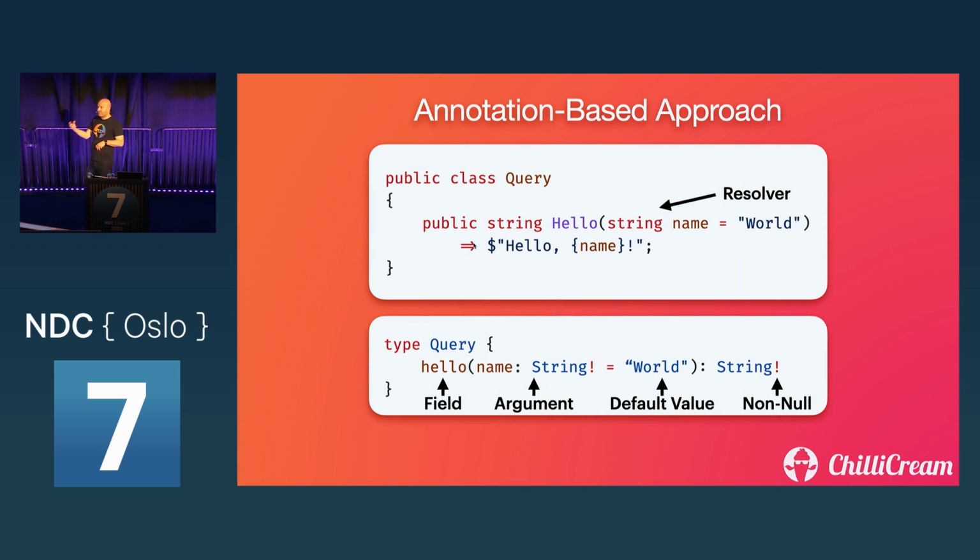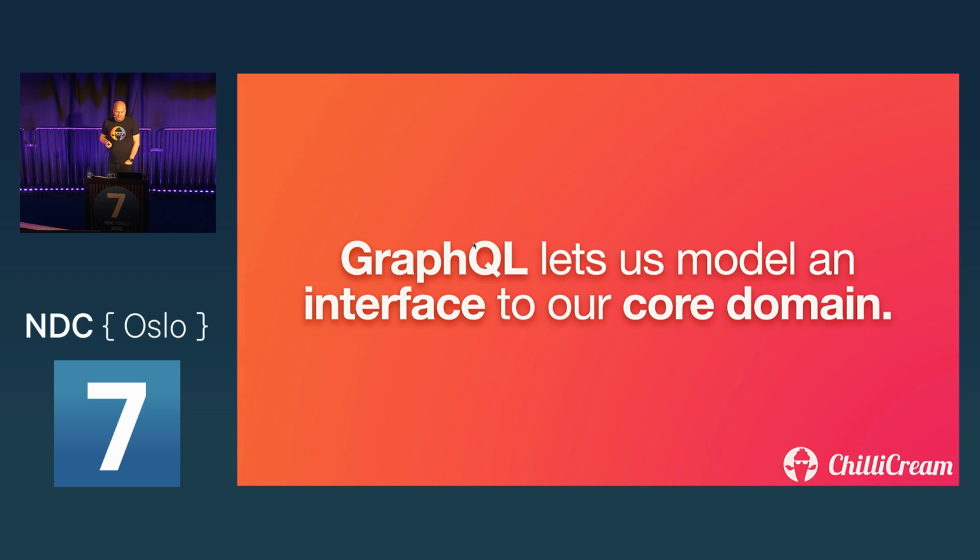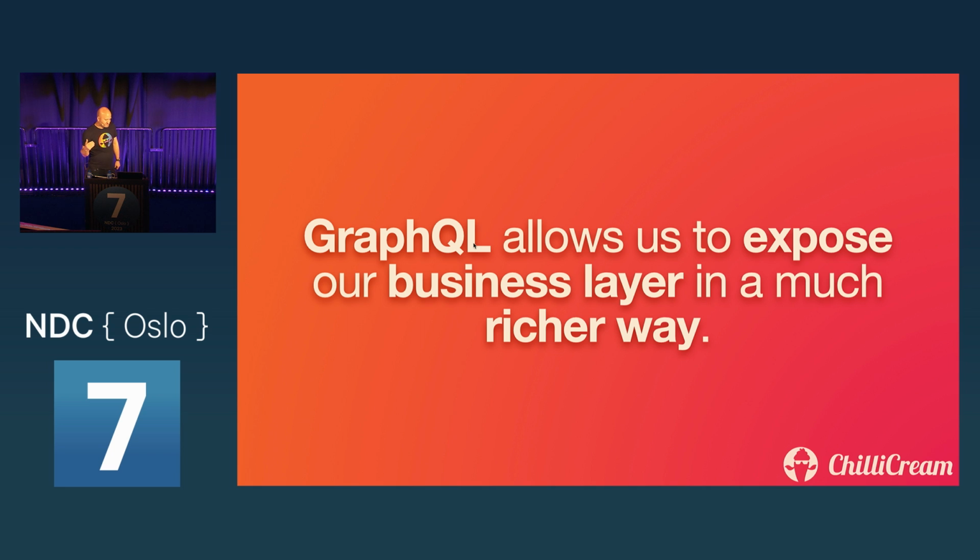So in GraphQL, the nullability is reversed. So in C#, this thing basically means shut up, so I know what I do. In GraphQL, it means it's non-null. And in C# we have that reversed, so we mark types that are nullable. In GraphQL, I mark types that are non-nullable. So GraphQL gives us a chance to model an interface to our core domain and expose that to our front-end engineers. Or as I said, expose our business layer in a much richer way to our front-end engineers.